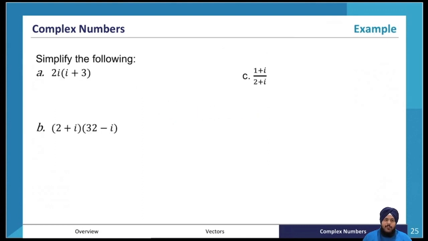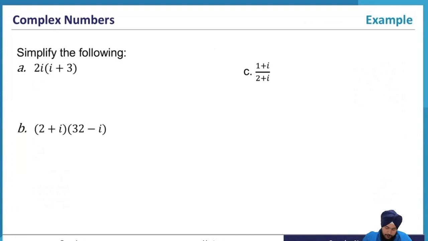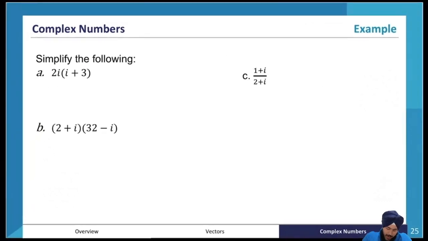Okay, so here we just have some basic questions, some year 11 revision stuff. Simplify the following: 2i(i + 3). Just using basic algebra rules, 2i becomes 2i squared plus 2i times 3, which is 6i. And i squared we know is -1, so it's just going to be 2 times -1, which is -2, plus 6i as our answer.